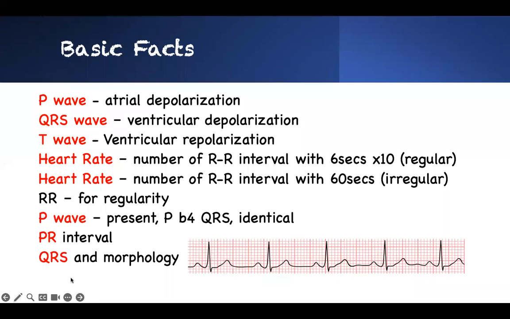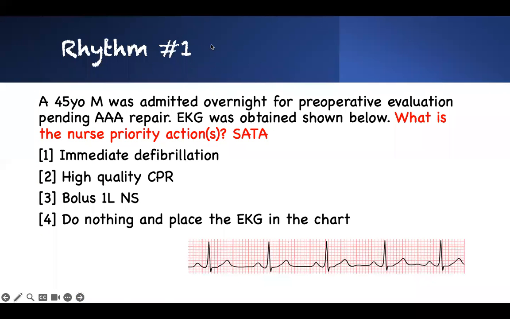That's what you do. Okay. So that's the basics. Now let's look at a question. This is how we can study the rhythm. I think a raw lecture is not enough. Just look at how to answer a question. Select or apply, right? Read it backward. What is the next priority action? So you tell yourself the next step has to be an action, either one or two actions, and it has to be a priority. A 45-year-old man was admitted overnight for pre-operative evaluation pending abdominal aortic aneurysm repair.